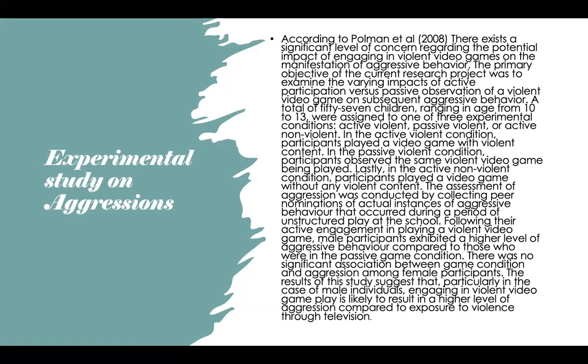A total of 57 children ranging in age from 10 to 13 were assigned to one of three experimental conditions: active violent, passive violent, and active non-violent. In the active violent condition, participants played a video game with violent content. In the passive violent condition, participants observed the same violent video game being played. Lastly, in the active non-violent condition, participants played a video game without any violent content. The assessment of aggression was conducted by collecting peer nominations of actual instances of aggressive behavior that occurred during a period of unstructured play at the school.